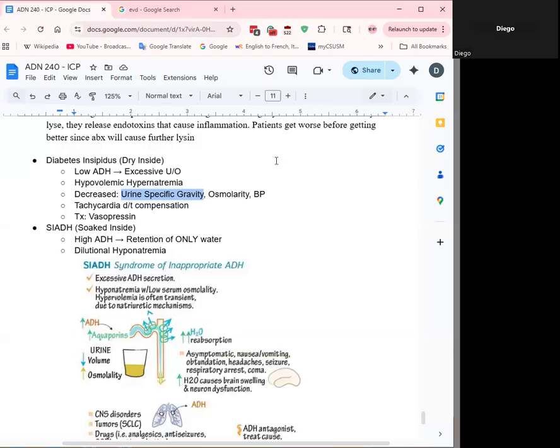Because your blood pressure is going to be low, you're going to be having tachycardia due to compensation. And of course, this is an ABC issue because you're losing so much fluid. So yeah, this is urine osmolarity specifically.